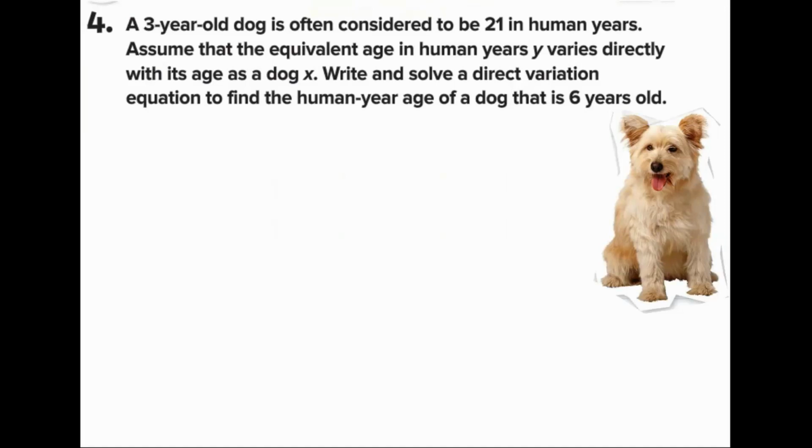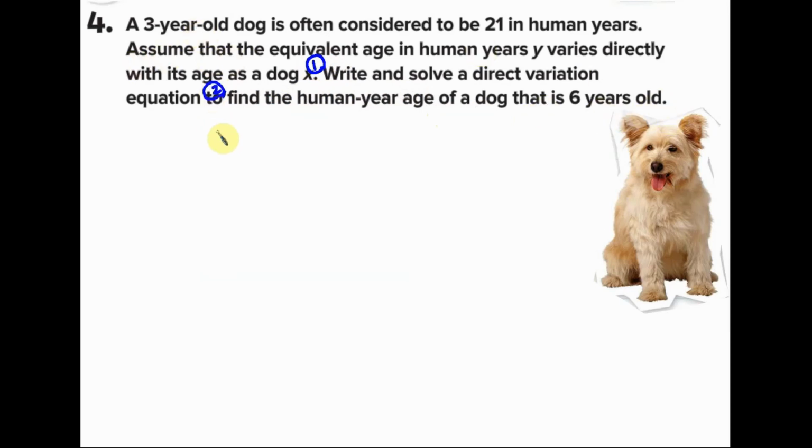Number 4. A 3-year-old dog is often considered to be 21 in human years. Assume that the equivalent age in human years Y varies directly with its age as a dog X. Write and solve a direct variation equation to find the human year age of a dog that is 6 years old. So the first one is that you need to write a direct variation equation. The second one is to solve to find the human year's age of a dog that is 6 years old.